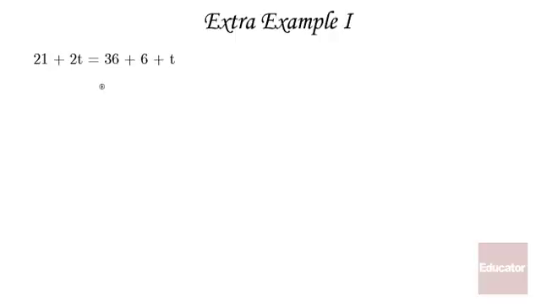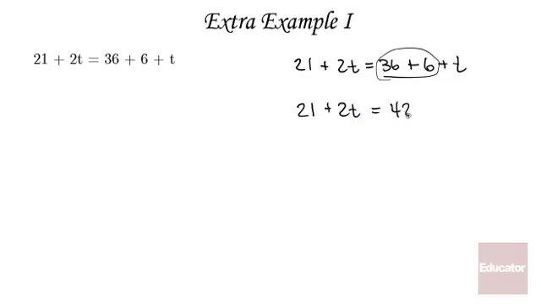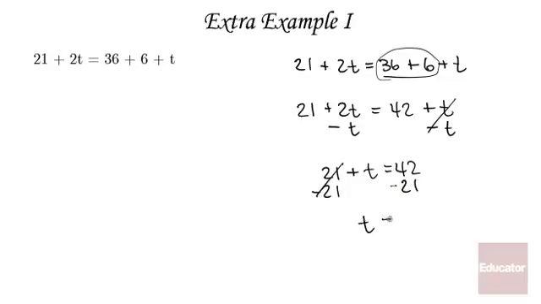All right, let's try some extra examples here. 21 plus 2t equals 36 plus 6 plus t. All right, so we have a number of terms on both sides, and we can combine our like terms. First, I'm going to start on the right side because I see 36 plus 6 can be taken care of. So 21 plus 2t equals 42 plus t. Now I'm going to move the t to the left side, subtract t, 21 plus t equals 42, and I'm going to subtract 21 from both sides, and t equals 21.